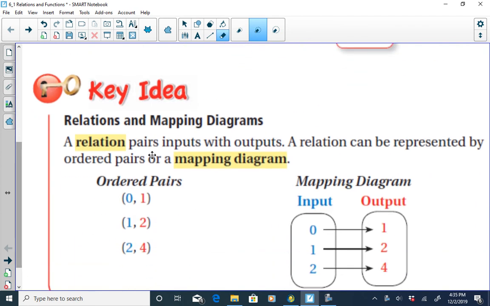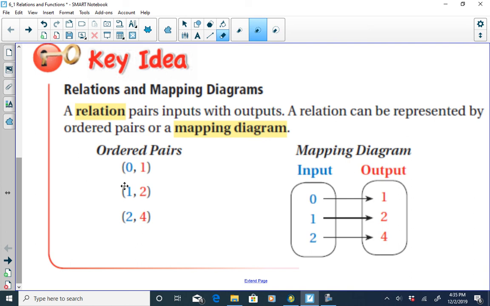A relation pairs inputs with outputs. A relation can be represented by ordered pairs or a mapping diagram. So here we have the relation represented by ordered pairs. We have ordered pairs of 0 and 1, 1 and 2, and 2 and 4. We have our mapping diagram showing the same relation.